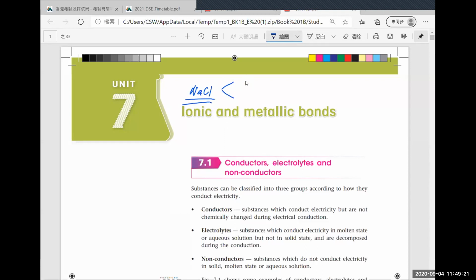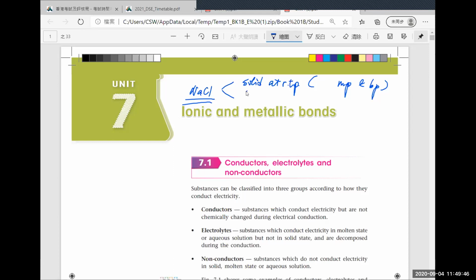So we have got 3 points. One is the solid at room temperature and pressure. Do you know what the melting point and boiling point for sodium chloride are? Try to search on the web and tell me. What is the melting point and boiling point? Search it now.